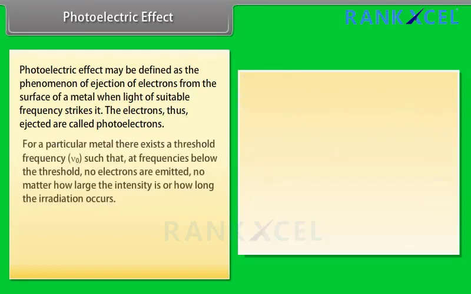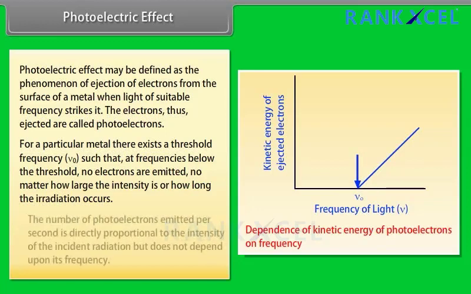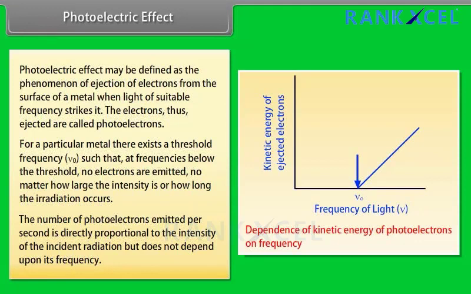For a particular metal, there exists a threshold frequency ν0, such that at frequencies below the threshold, no electrons are emitted, no matter how large the intensity is or how long the radiation occurs. The number of photoelectrons emitted per second is directly proportional to the intensity of the incident radiation but does not depend upon its frequency.